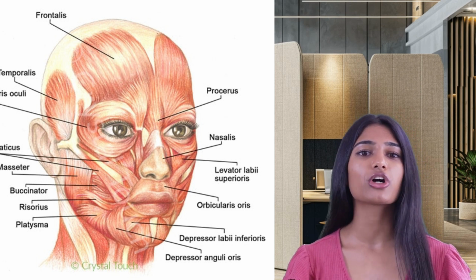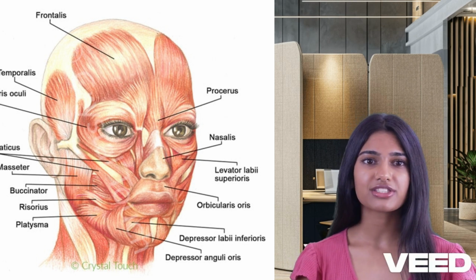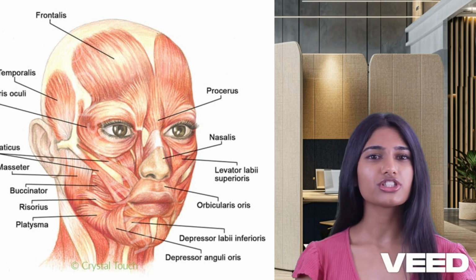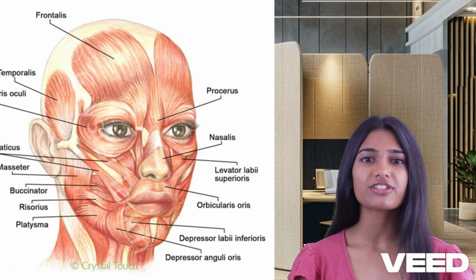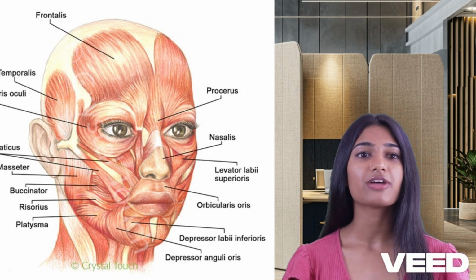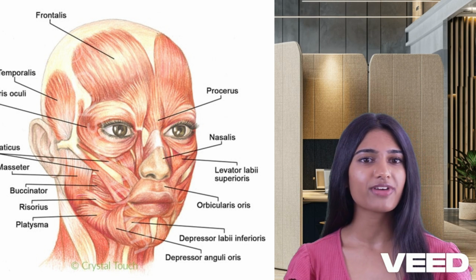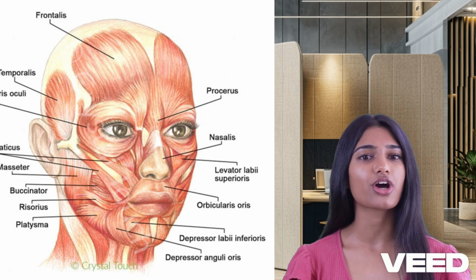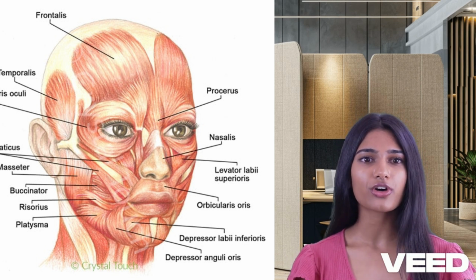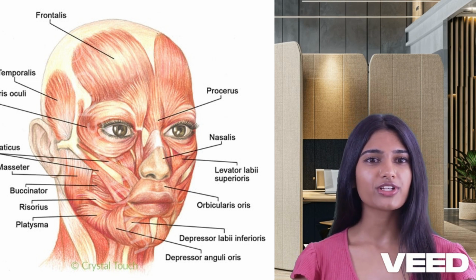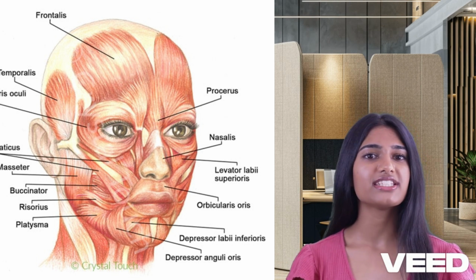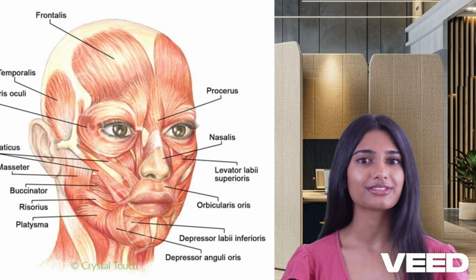Levator labii superioris alaeque nasi arises from the maxilla and is inserted to the ala of the nose by one slip and to the skin of the upper lip by another slip. Its action is to elevate and evert the upper lip and dilate the nostril. Levator labii superioris arises from the lower margin of the orbit just above the infraorbital foramen and is inserted into the upper lip. Its action is to elevate and evert the upper lip and increase the nasolabial furrow.